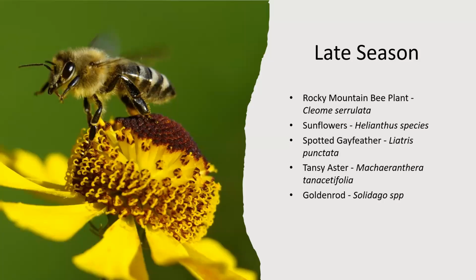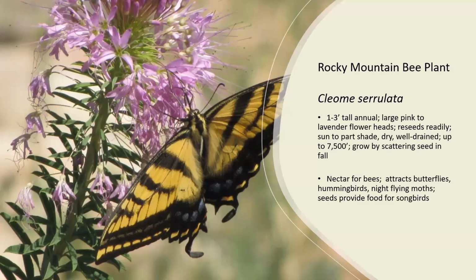And in the late season, we have Rocky Mountain bee plant. This plant can be grown very easily from seed. And basically, you just throw the seed out on any disturbed ground in the fall. And if you have larkspur, a European annual, in your garden, it grows like that. It will just, around this time of the year, when it gets a little bit warm, one day you'll go out and you'll just see it will have popped up all over the place.